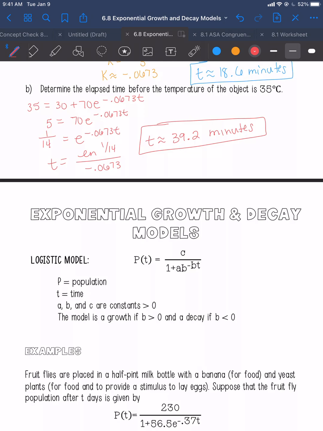Alright, and the last model we have here is a logistic model. P is representing the population, T is representing time. A, B, and C are constants that are greater than 0. And the model would be a growth if B is greater than 0, and a decay if B is less than 0.